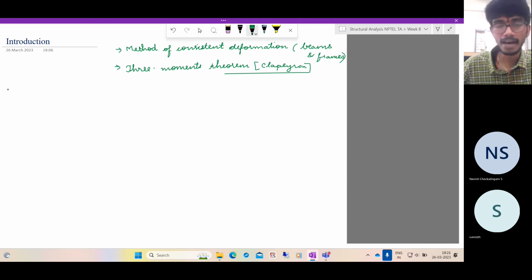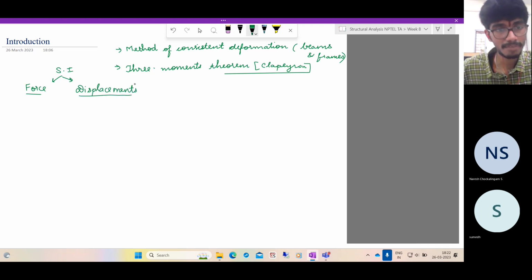In the last session, we saw that for the analysis of statically indeterminate structures, we have two classes of methods. One is called the force method of analysis, where the redundant forces are treated as unknowns and the compatibility equations help in determining the unknown redundant forces or reactions. We also have the other class of methods called displacement methods of analysis. In those, the displacements at various joints in the frame structure are treated as the primary unknowns, and equilibrium equations are used to solve for these unknowns.